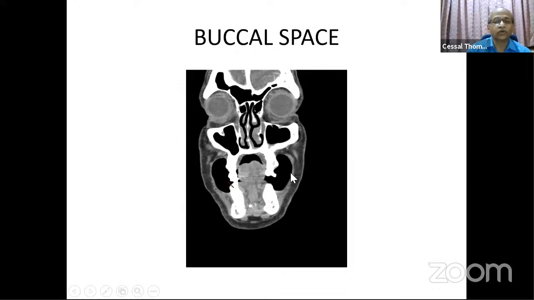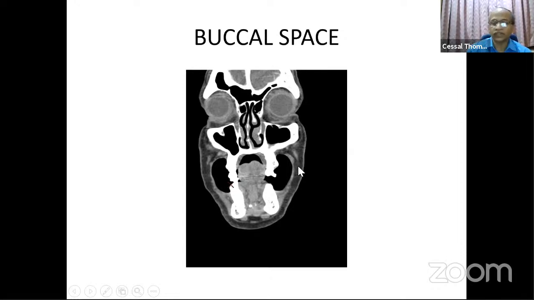So this is the mucosa, and this soft tissue strand is the muscle, buccinator muscle, and lateral to that we can see the buccal pad of fat, lateralmost is the skin. So these are the structures of buccal space.